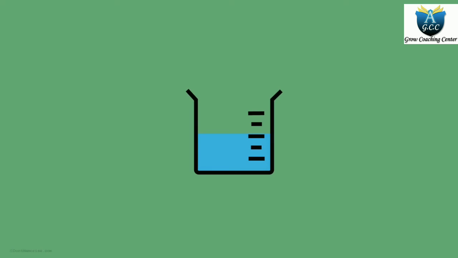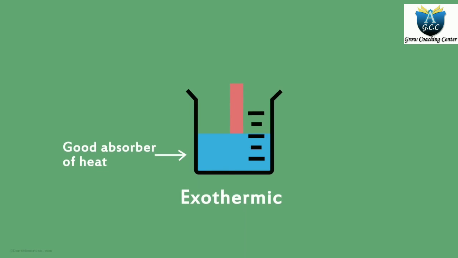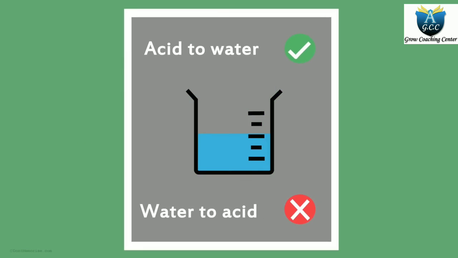You'd probably argue that the same would happen when acid is added to the water, right? Not really, and let me explain why. When we add acid to the water, the reaction will still be exothermic, but the water is a very good absorber of heat. Yes, unlike the acid, the water absorbs the heat. And that is why adding acid to water is better than doing it the other way around.